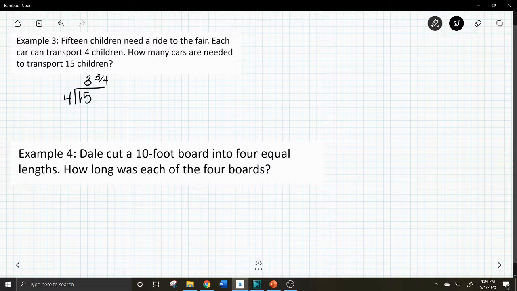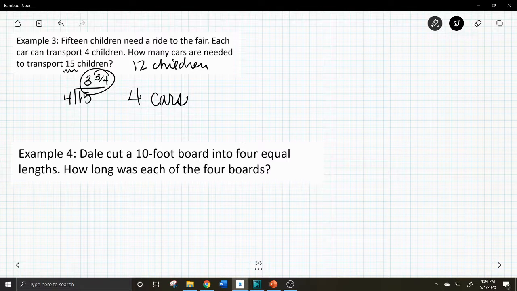Once again, can we have 3 3/4 cars? No. What if we only had 3 cars? Then we could only transport 12 children. So in this case, we're going to need to round up and say we need 4 cars, because that will transport at least 15 children.